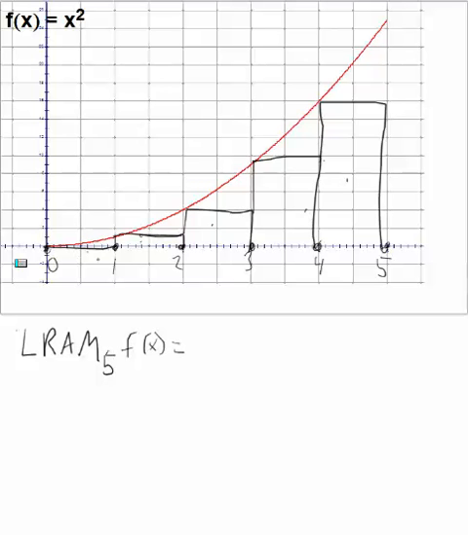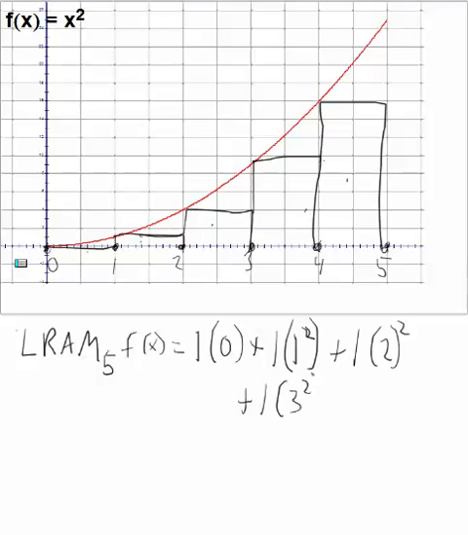All right, so how do you find the area of a rectangle? Well, you do base times height. So base here is 1, and my height is 0. Not very exciting, but technically it's part of it. Plus my base of my second rectangle times my height. My height is going to be 1 squared, since my function is x squared, the value at 1 is 1 squared. Plus the base times the height of the next rectangle, 1 times 2 squared. Plus base times height of the third rectangle, plus base times height of the fourth rectangle.